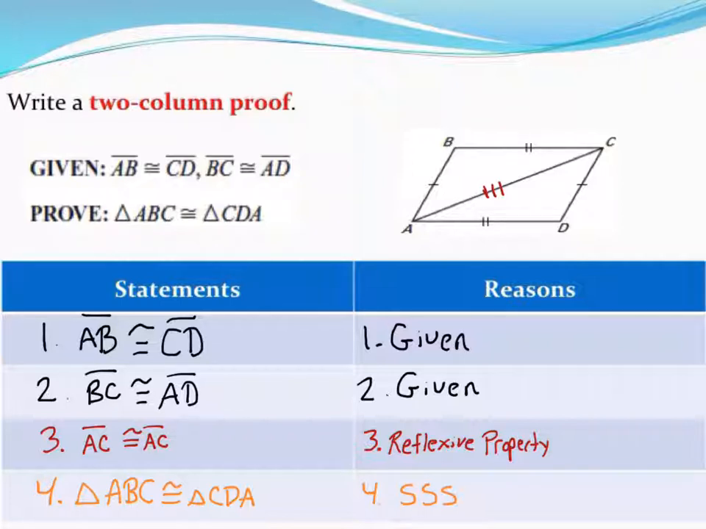So this is an example of what our proof would look like. Again, we're starting with what we're given. Next up, we're going to add any tick marks that we can. And then finally, we're going to see if we're able to get one of our 5 shortcuts. Once we've done that, we've proven the triangles are congruent.